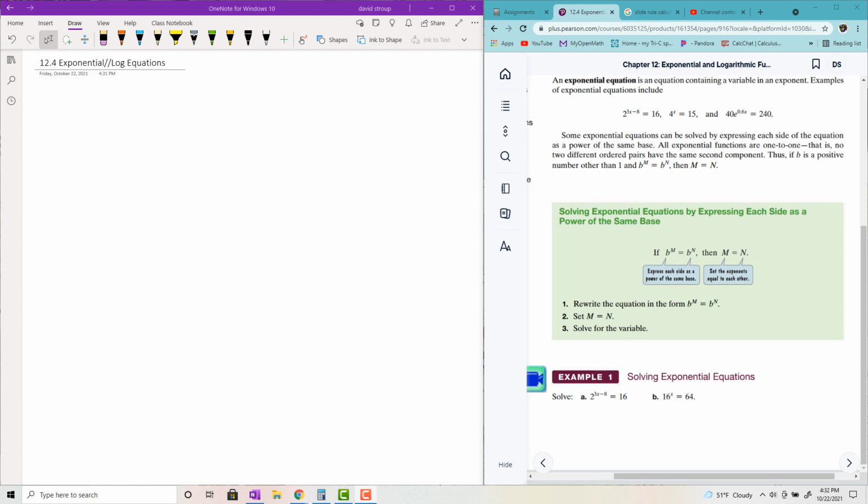Hey, welcome back. So this is 12.4. We're going to start solving equations that involve exponentials and logs. You've already kind of done this just a little bit.